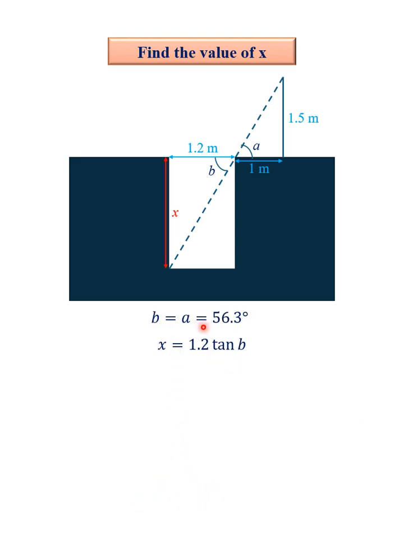We know that our angle B is 56.3 degrees. x is equal to 1.2 tan B. We just put the value of B here, so that x will be 1.2 tan 56.3 degrees. If you put this value into your calculator, you are going to obtain 1.8 meters, approximately 1.8. You're going to be getting 1.799 and so on. So the value of x is approximately 1.8 meters. And that is the answer to the question. You can see it is very simple, though logical, but it is straightforward.